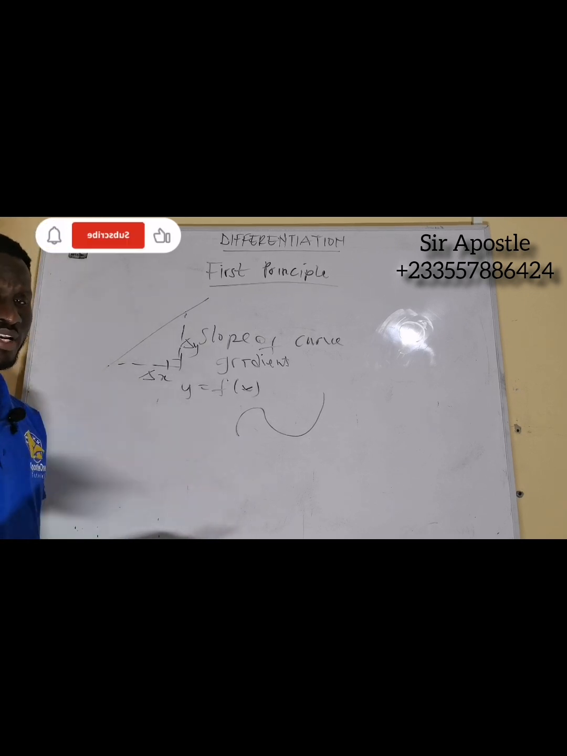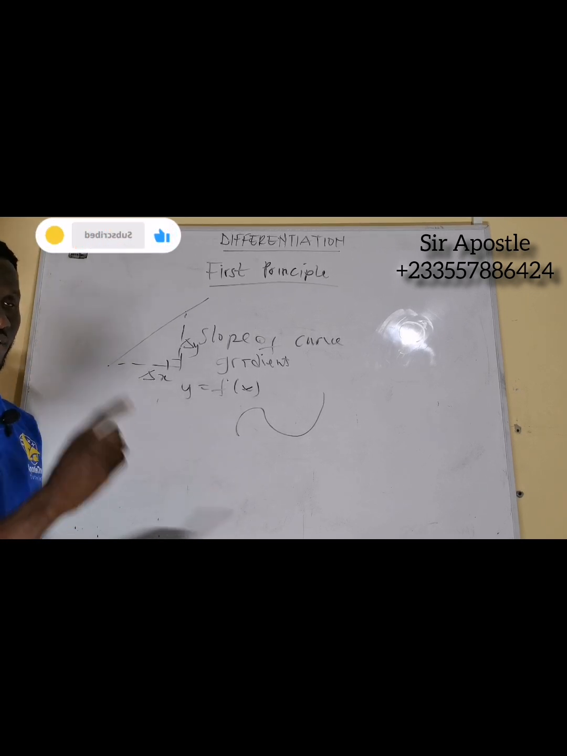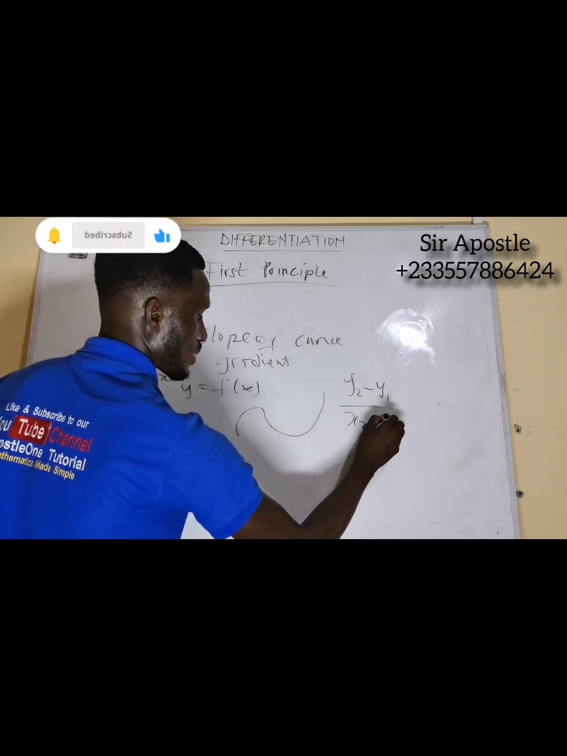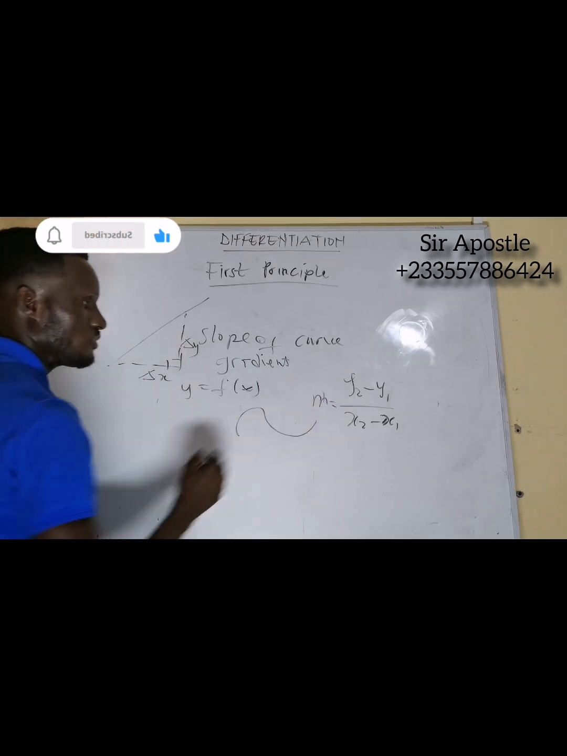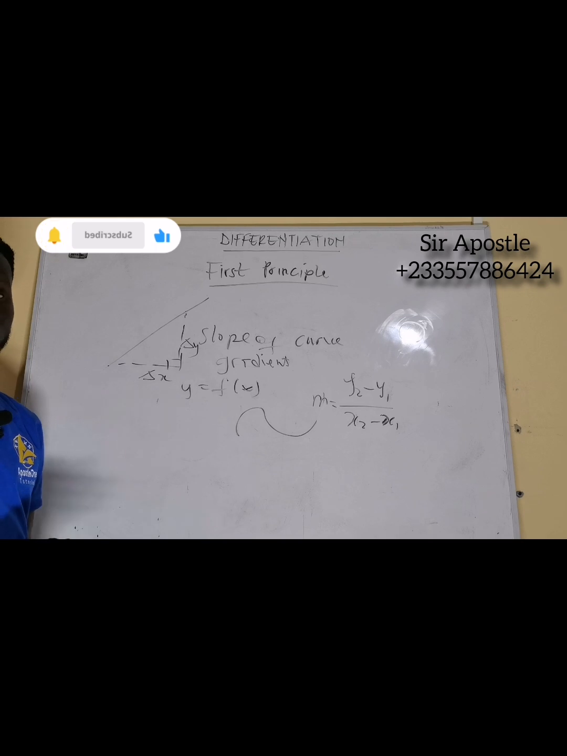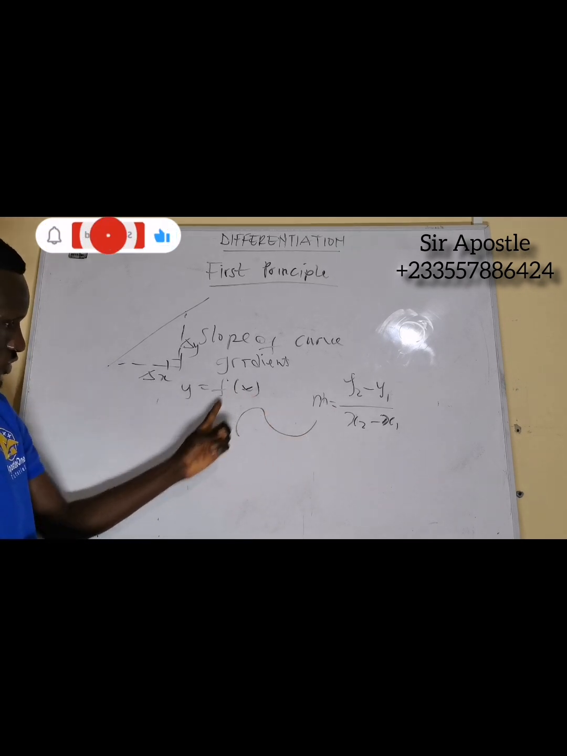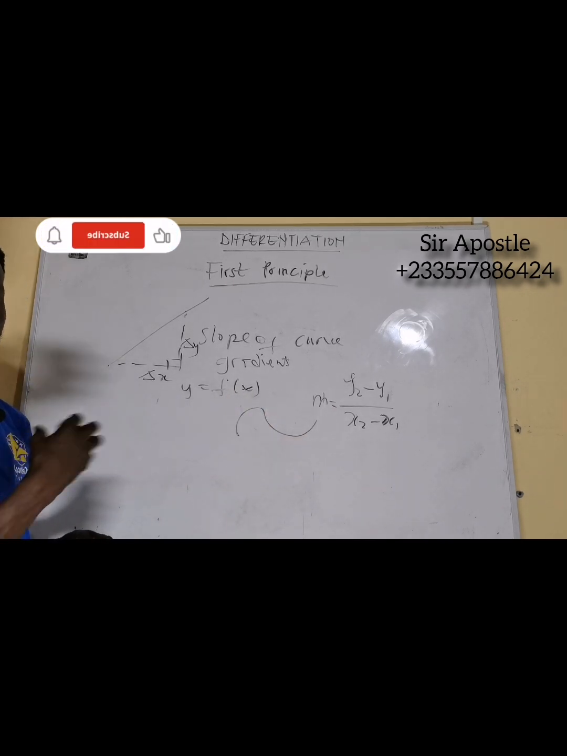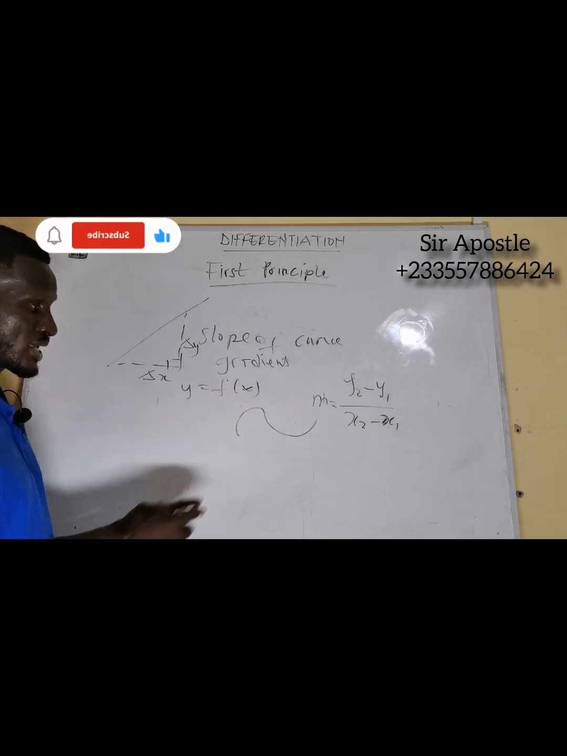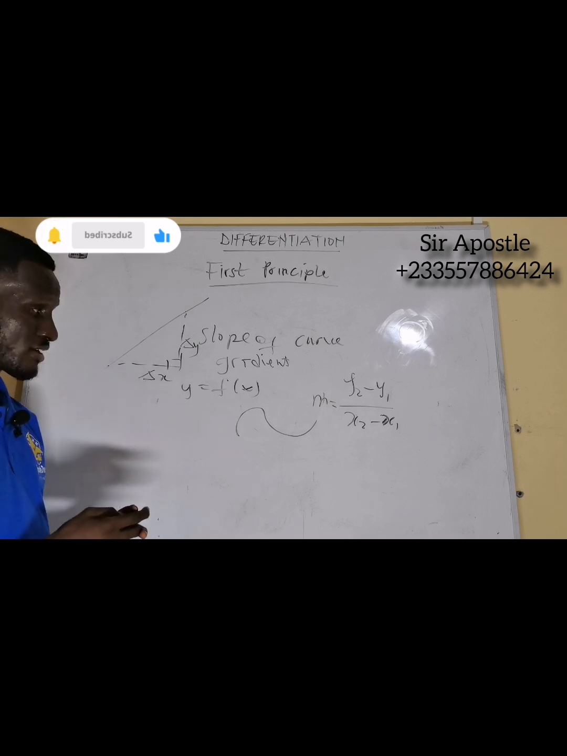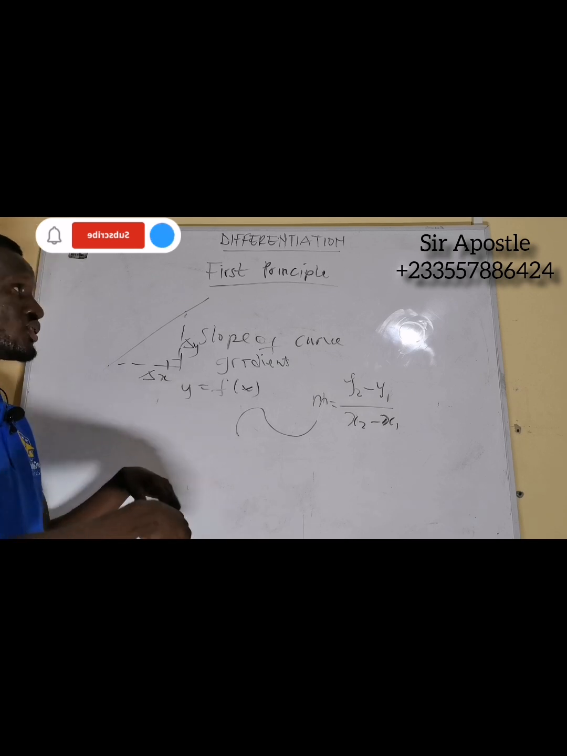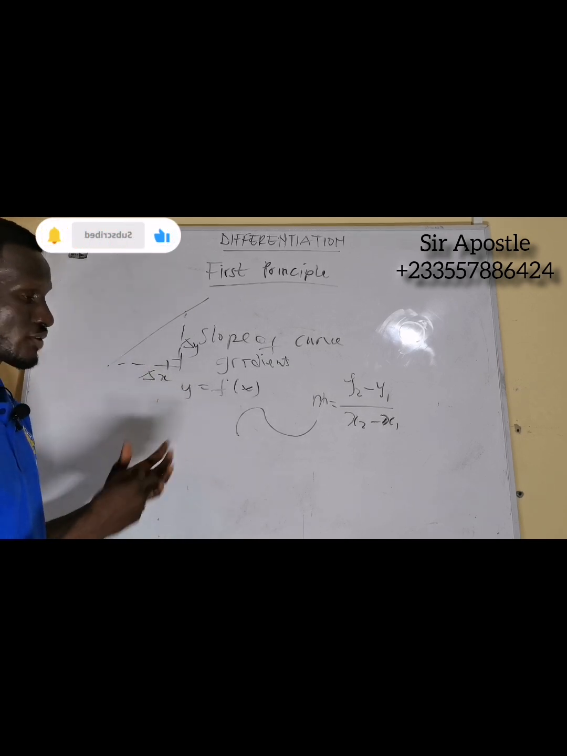There is no way you can solve for the gradient without a straight line, because the gradient is the same as y2 minus y1 over x2 minus x1. That is the gradient. So we need two points on a straight line before we can find the gradient. There is no straight line here, but we can generate our own straight line. I can't find the general gradient of a curve, but I can find the gradient at any point on the curve. Then we use that to derive the general formula for the gradient of a curve.